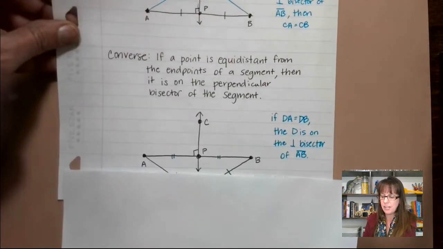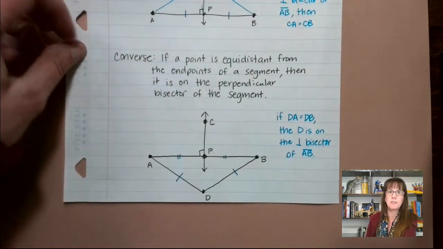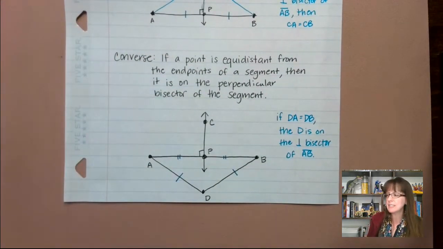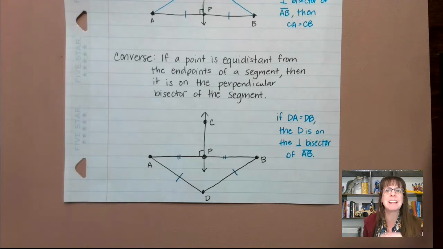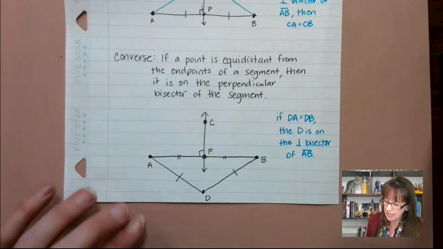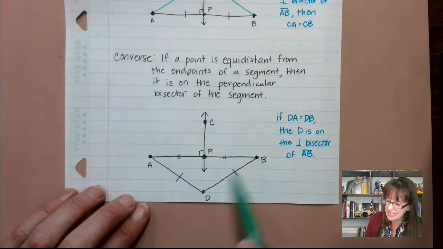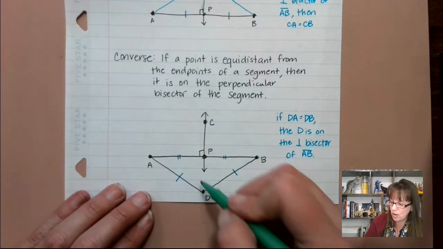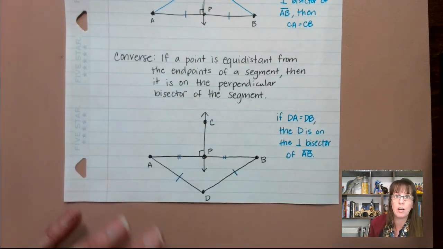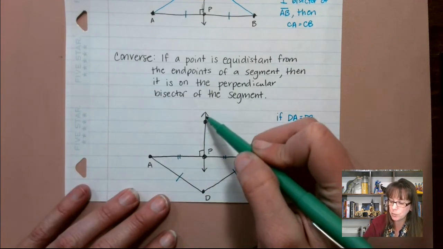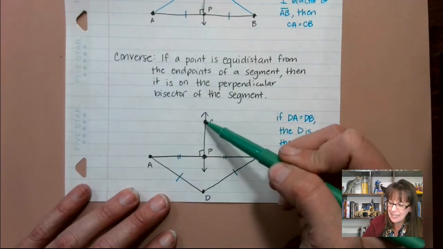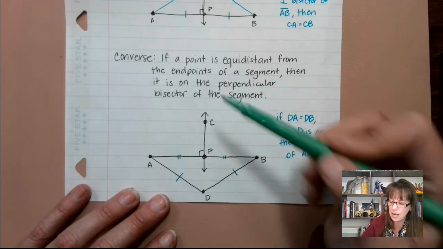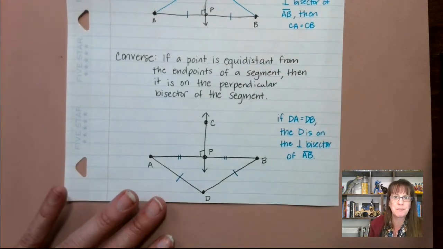Next one, the converse of that. So let's talk about the converse of that. If a point is equidistant from the endpoints of a segment, then it is on the perpendicular bisector of that segment. So if DA and DB are congruent here, then that means that D is on the perpendicular bisector, which means that this is the perpendicular bisector of AB.